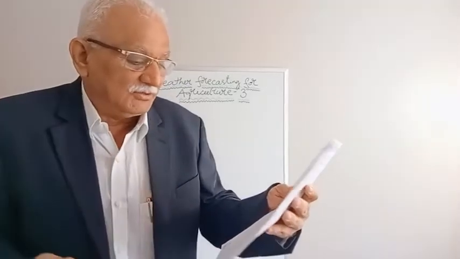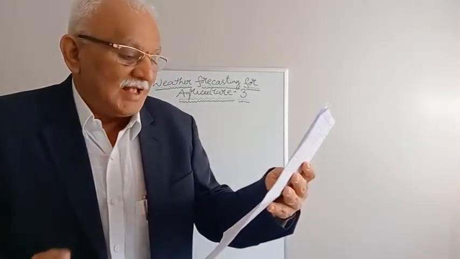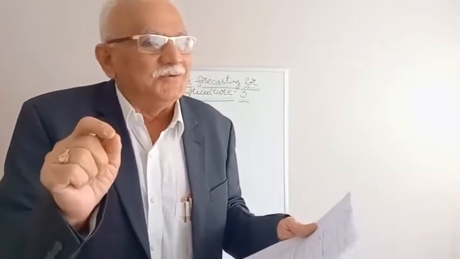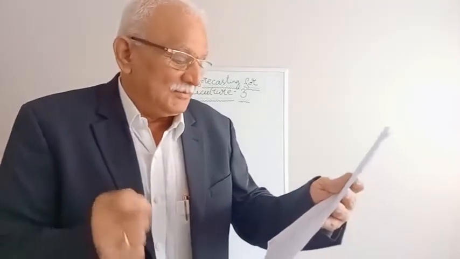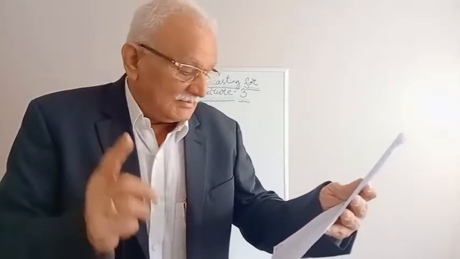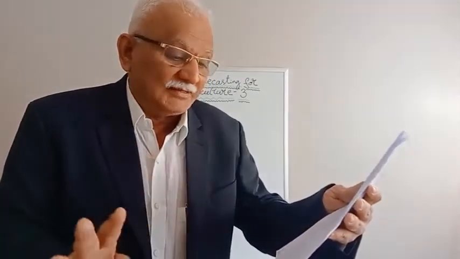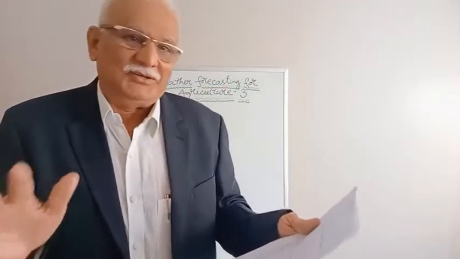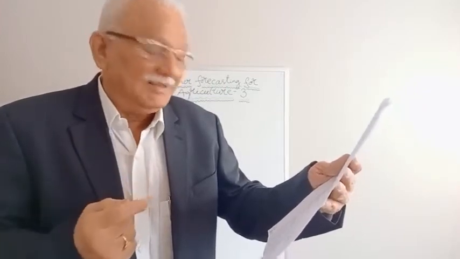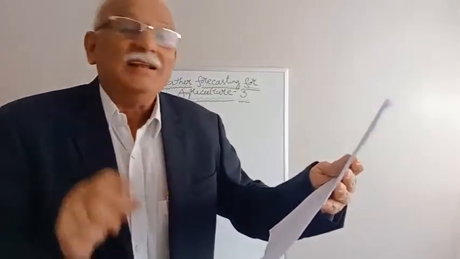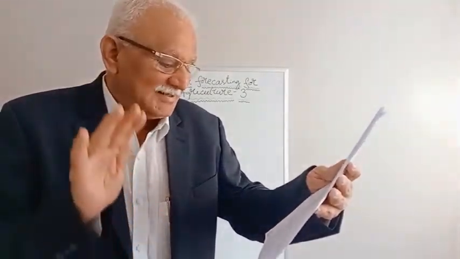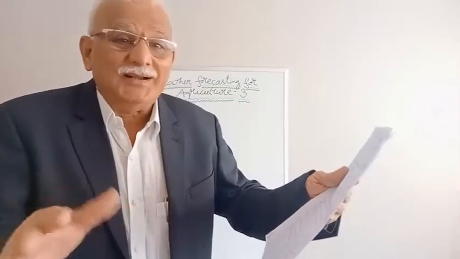Now, for the spatial distribution of rainfall in observed as well as forecasted weather, the categories used are very, very simple, very, very interesting. There are five categories for the description of spatial distribution of rainfall. Number one, dry. Number two, isolated. Number three, scattered. Number four, fairly widespread. Number five, widespread.